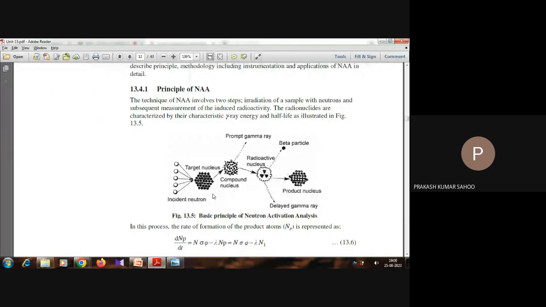Then we have neutron activation. That is, when a target nucleus is bombarded with some neutron, then a daughter nucleus is formed, which is radioactive, and some subatomic particles are liberated. Here, beta particle is liberated, and in the fast disintegration or bombardment, there is liberation of gamma rays.